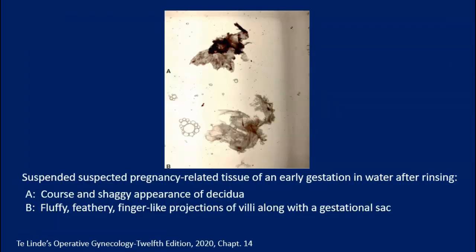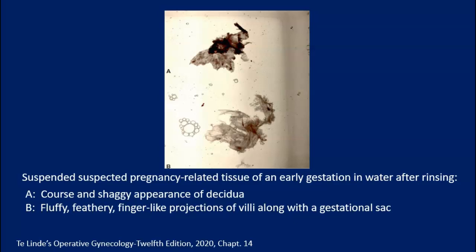With very early pregnancies, washing or rinsing what tissue you obtain and then suspending it in water will often allow you to be reasonably assured that in fact you've been in the right place, and this is truly pregnancy-related tissue in the uterus, as opposed to a concern perhaps of an ectopic pregnancy.